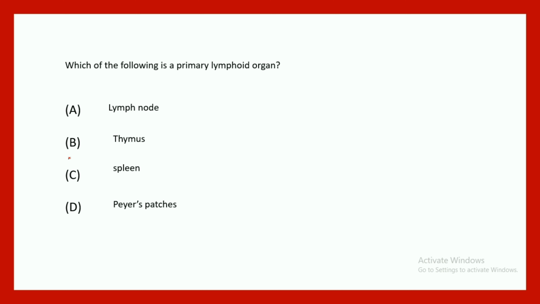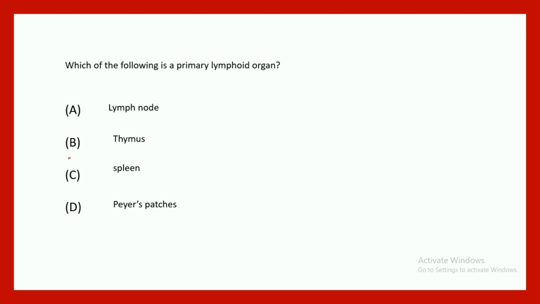Next question says, which of the following is a primary lymphoid organ? Options are lymph node, thymus, spleen, Peyer's patches. Now let me tell you the concept of primary and secondary lymphoid organ. Primary lymphoid organs are those organs which support immune cell development, whereas secondary lymphoid organs help in terms of supporting the immune cells.